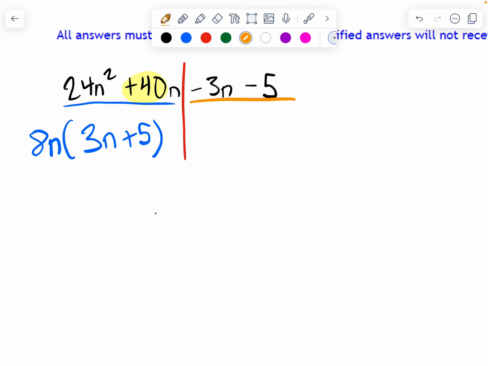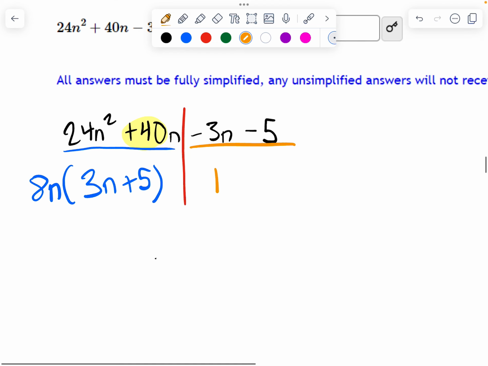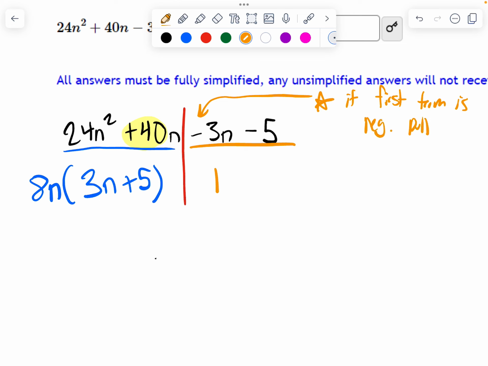Again, 3 and 5, no common numbers other than a 1. But, rule of thumb, if your first term is negative, pull it out. You'll notice we have a negative 3 as your first term. Pull out the negative, because 3 and negative 3 are not the same number. So if your first term's negative, pull it out. You want your first term to be positive.